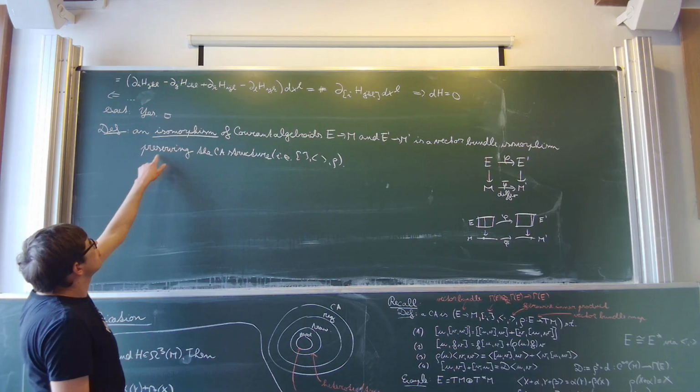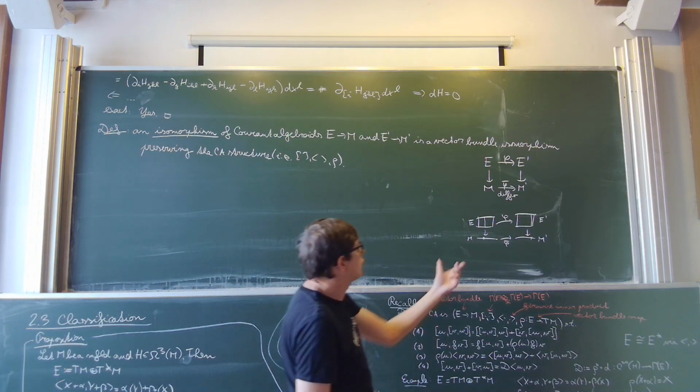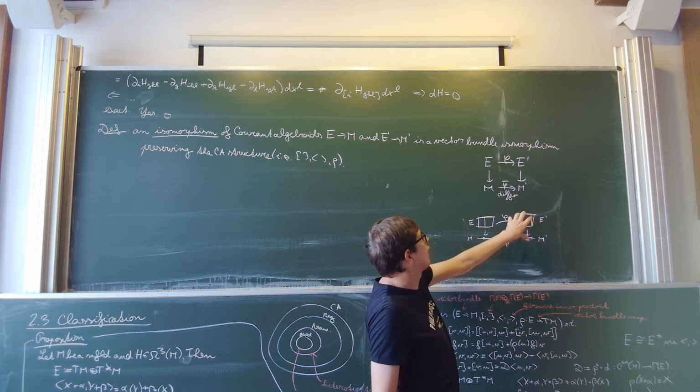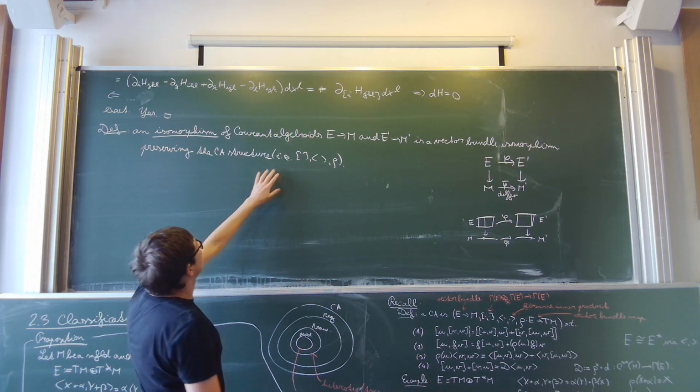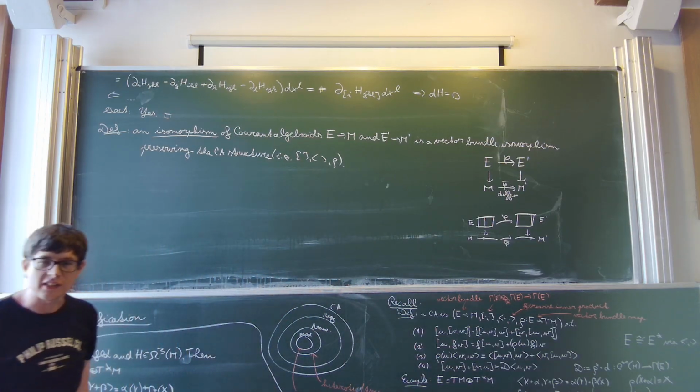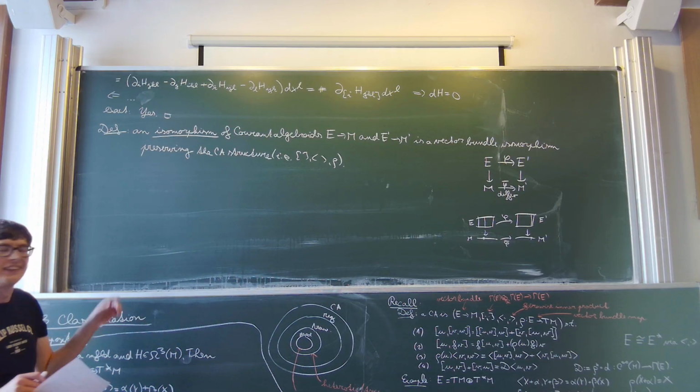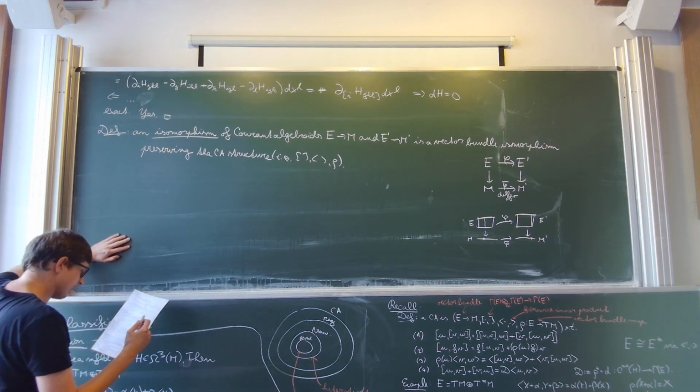And so when I say preserving a Courant algebroid structure, what I mean is that if you use these two maps to identify one with the other, then the corresponding objects will coincide. That's what it means. Nothing too surprising.